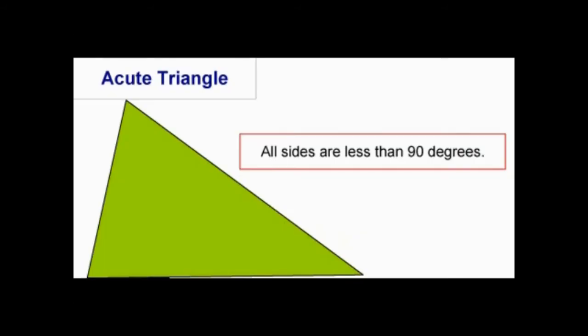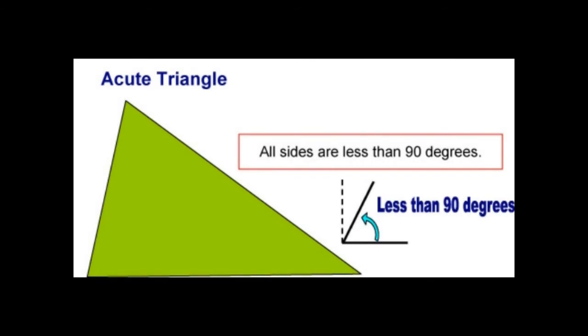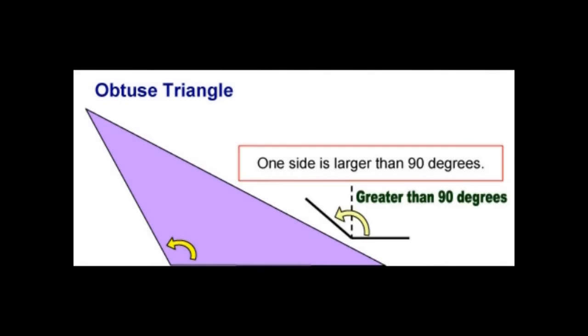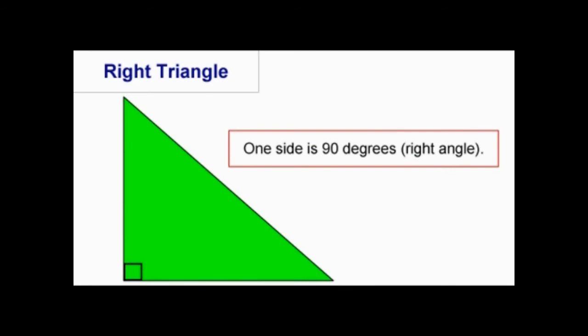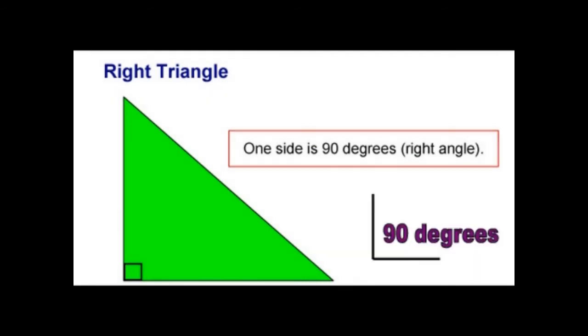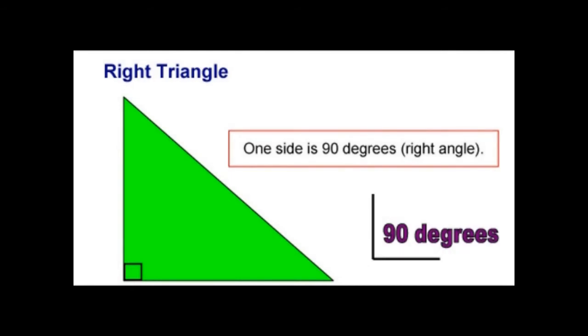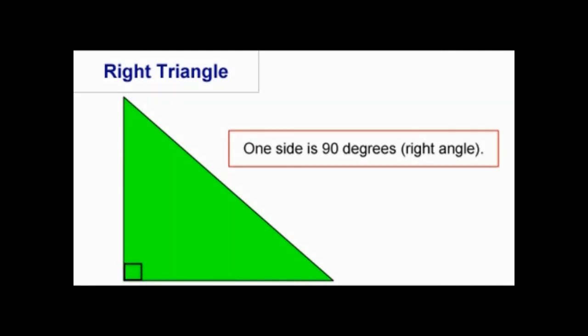On an acute triangle, all the angles are less than 90 degrees. On an obtuse triangle, one of the angles is bigger than 90 degrees. On a right triangle, one of the angles equals exactly 90 degrees. Do you see the little square? That tells us that angle equals 90 degrees, or is a right angle.